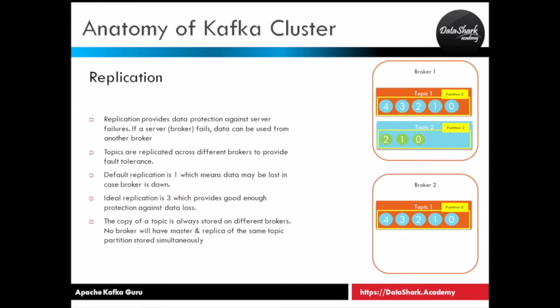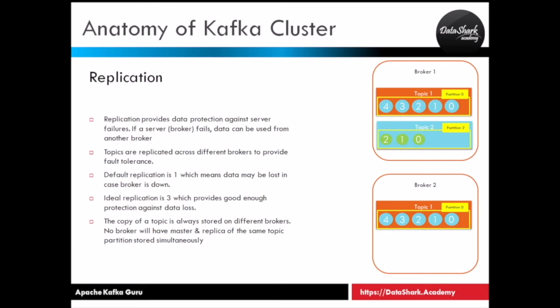Topics are replicated across different brokers to provide fault tolerance. As you can see here in the diagram, broker 1 and broker 2, we have two servers. Within these servers, we have a common topic, topic 1. And in broker 2, you see a copy of the topic from broker 1. So if broker 1 goes down, you can still read the data from broker 2 for the same topic.